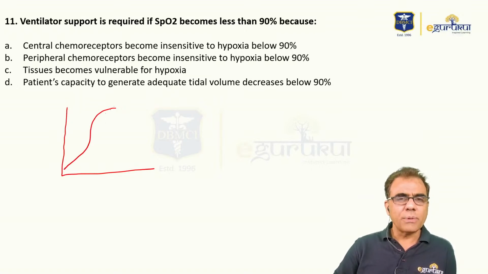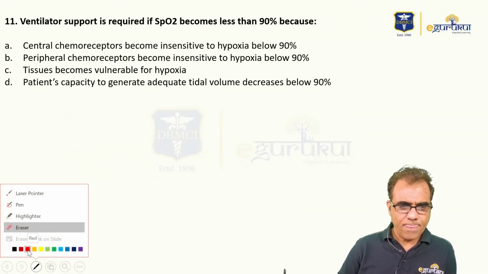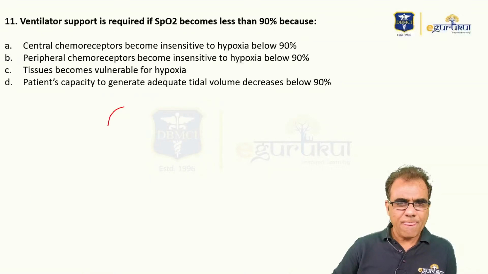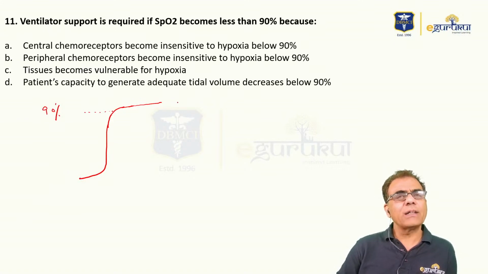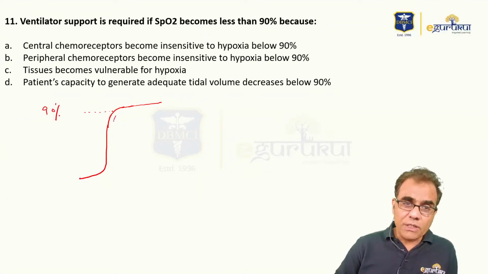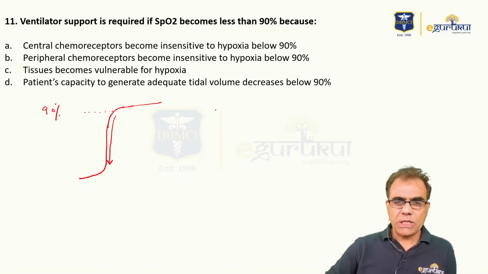It is sigmoid shaped, and this corresponds to 90% saturation. So you can see up to 90% the graph is more or less flat, but below 90% you can see the steep fall. So a steep fall occurs if saturation becomes below 90%, and you know that body tissues become very vulnerable to hypoxia. So C.